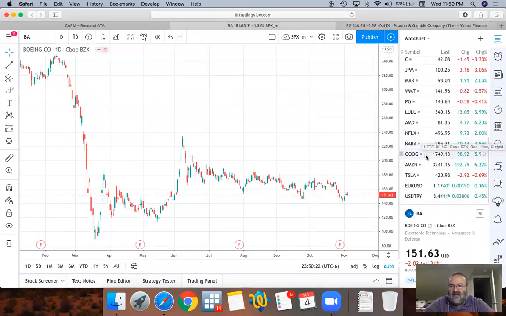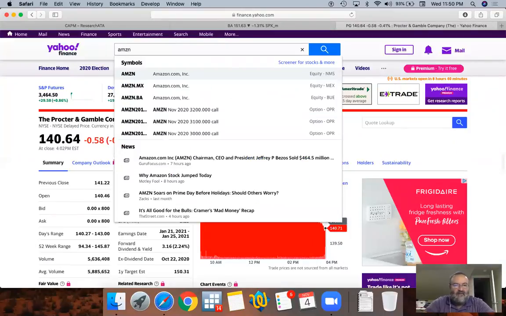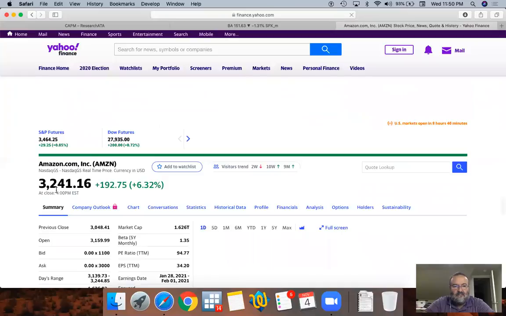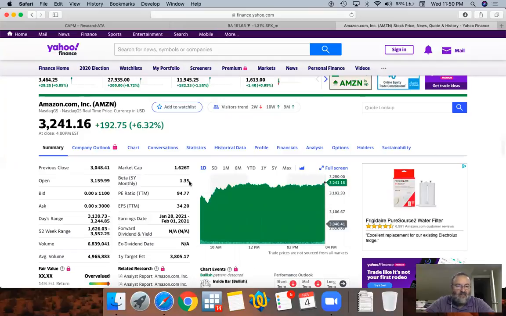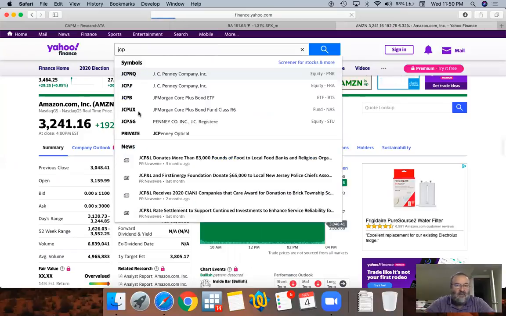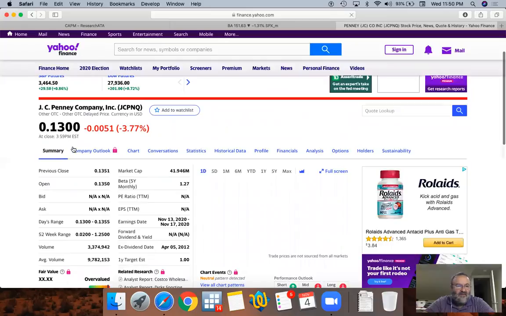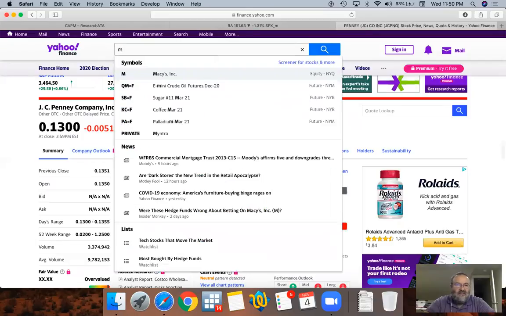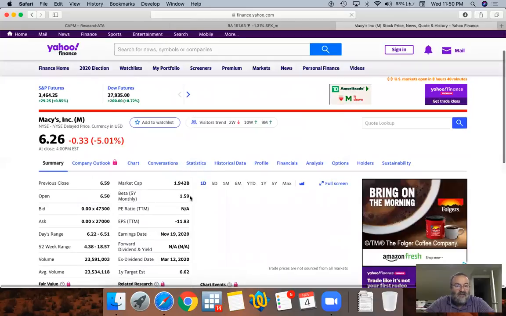Let's look at, say, Amazon. I would expect Amazon to have a higher beta. Well, it's actually somewhere between Disney and Apple, about 1.35. It's a tech company. Just want to see JCPenney, one of the failing companies of retail, and the beta is 0.27 at 13 cents. Macy's, perhaps, that has a 1.59, right?